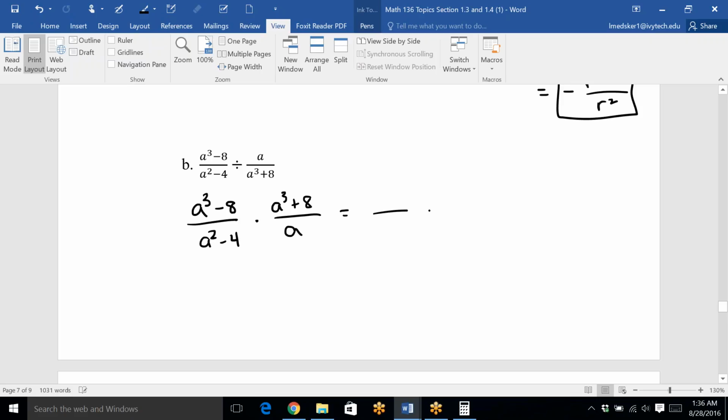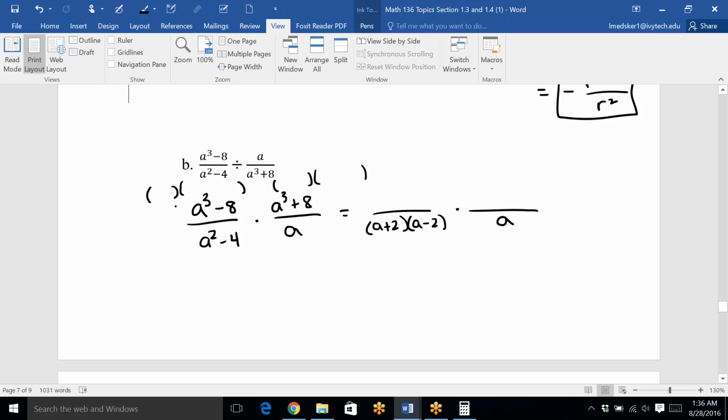Things that factor. Well, the bottom, the easy part to see is this is a difference of 2 perfect squares. So that would be a plus 2 and a minus 2. The bottom on the other side is a monomial, so it's just going to be a. The problem is both of your tops are perfect cubes. So we need to factor both. This is a binomial times a trinomial, and another binomial times a trinomial.